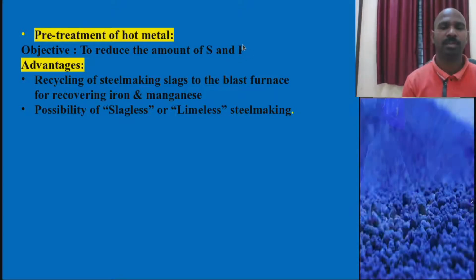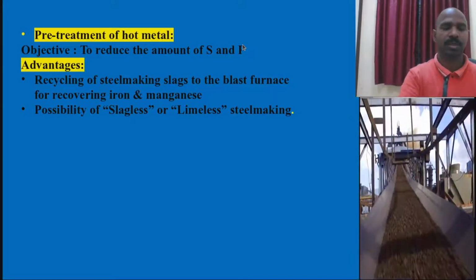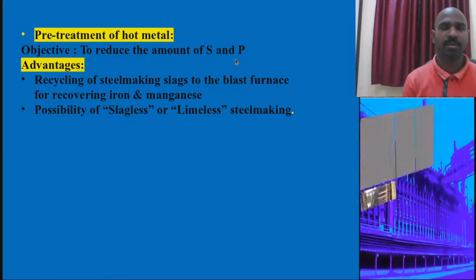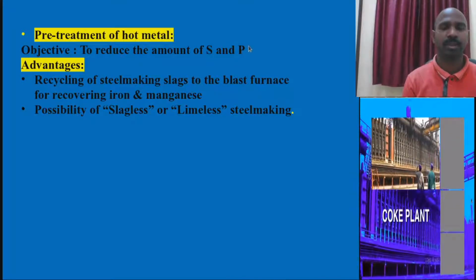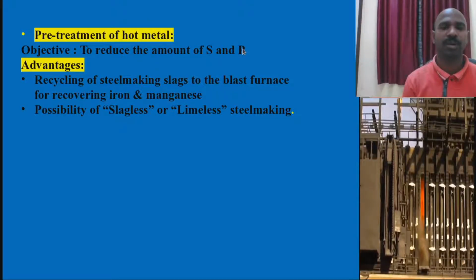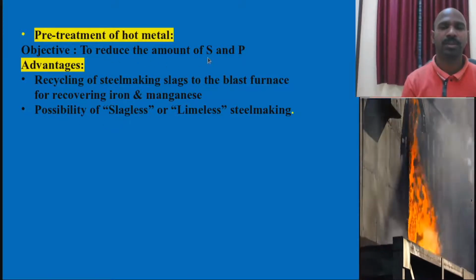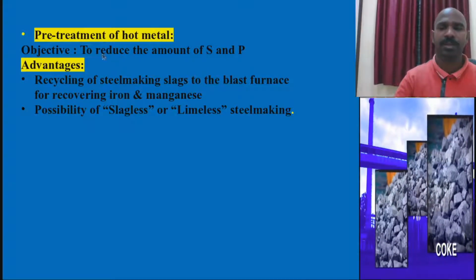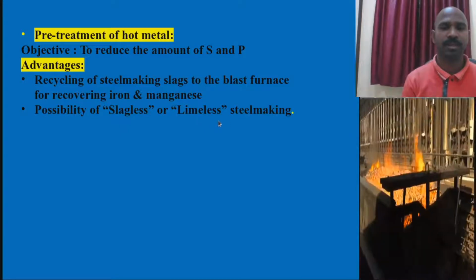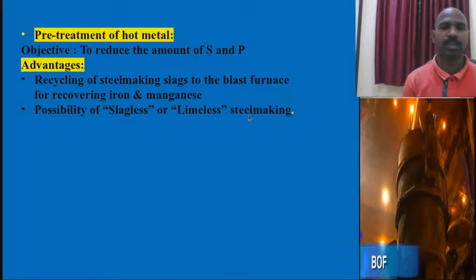Limited phosphorus is useful to increase corrosion resistance. One example is the Delhi iron pillar. And if you reduce sulfur and phosphorus at the pretreatment stage, less slag will be formed and less lime will be required for steel making, that is, for converting iron to steel.